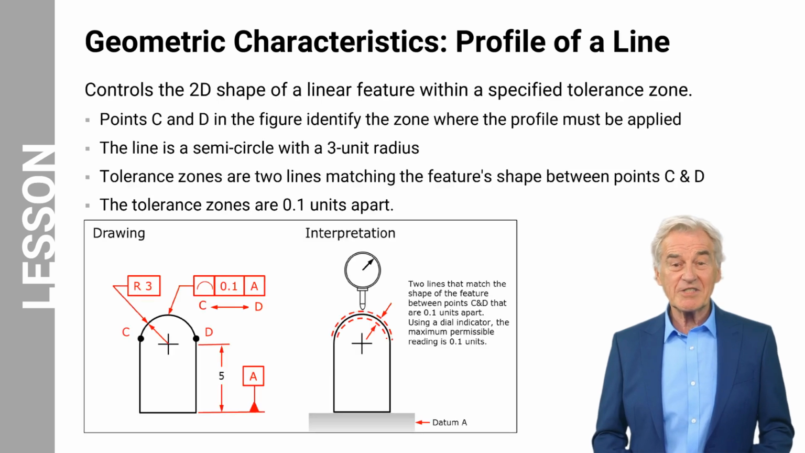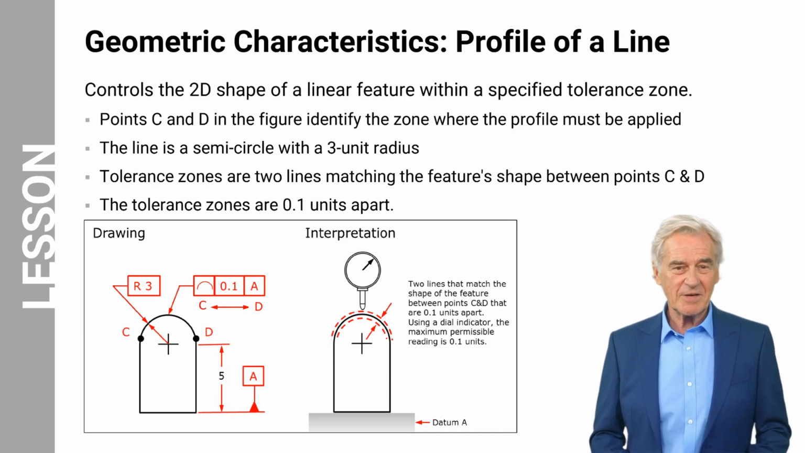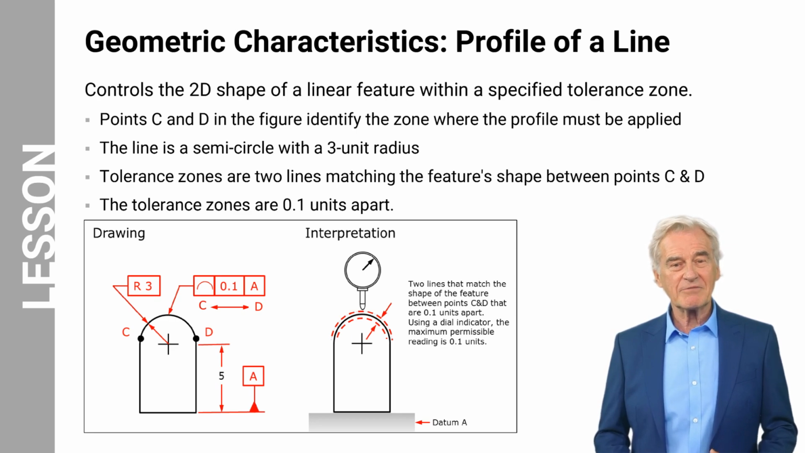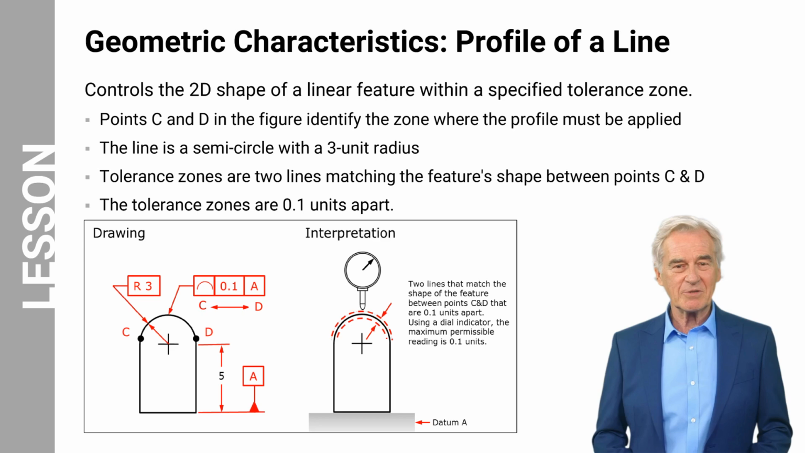Profile of a line is a geometric tolerance that controls the 2D shape of a linear feature within a specified tolerance zone. It defines allowable deviation from a theoretically perfect line profile in a single plane, applying to features like edges, contours, or cross-sections of parts. This tolerance ensures that the actual line falls within two offset curves that follow the nominal profile shape, effectively constraining the feature's form to match the intended design within the specified limits.